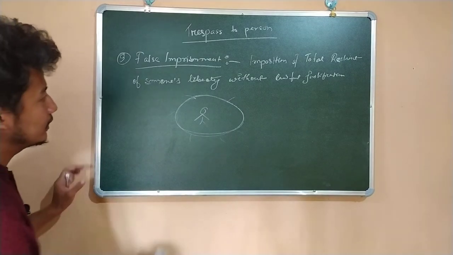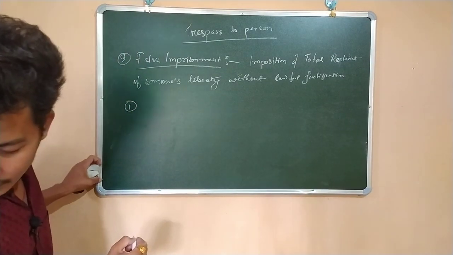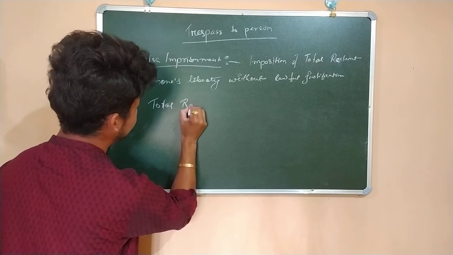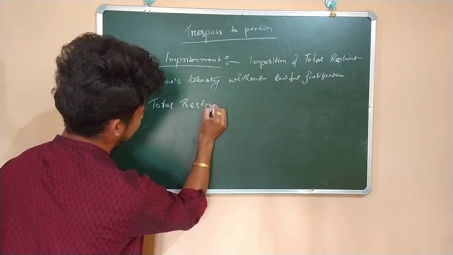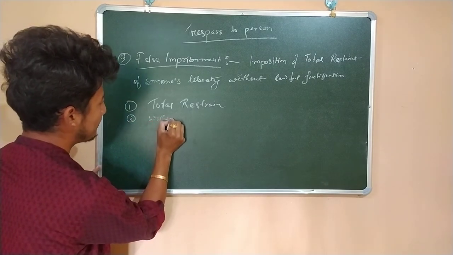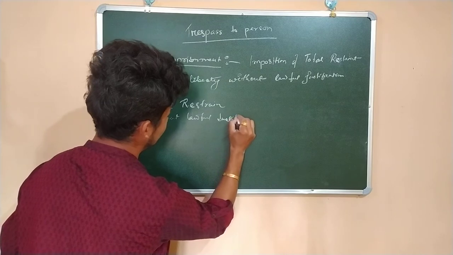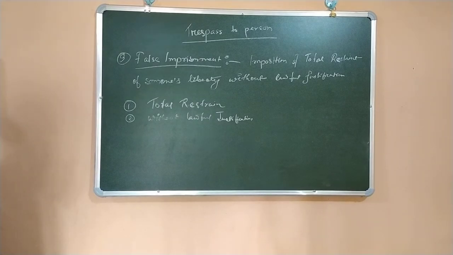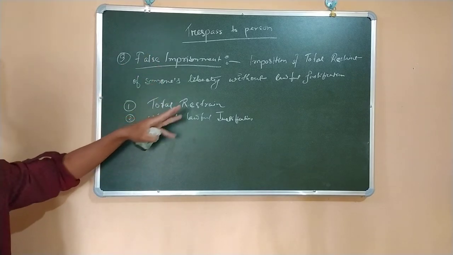So there are two essentials for false imprisonment. The first essential is that there should be total restraint, and number two, without lawful justification. Without lawful justification. Okay, total restraint and without lawful justification. So in order to constitute false imprisonment, there should be a total restraint, okay.